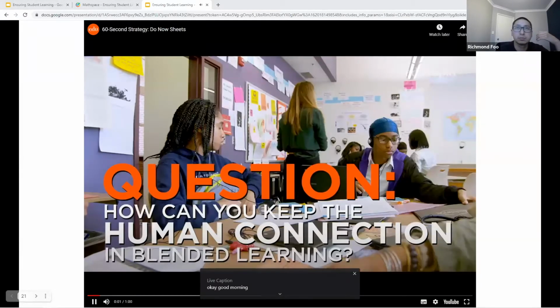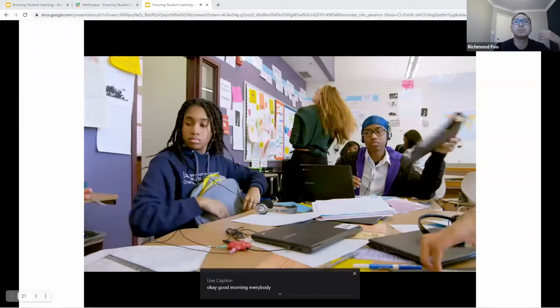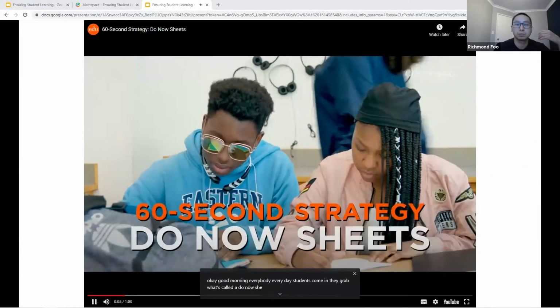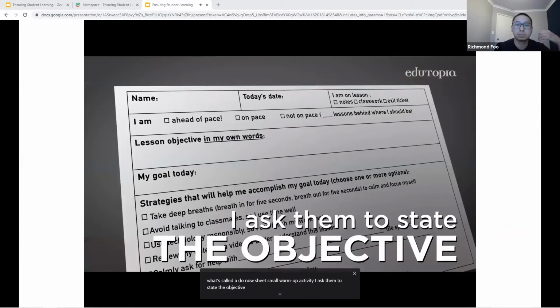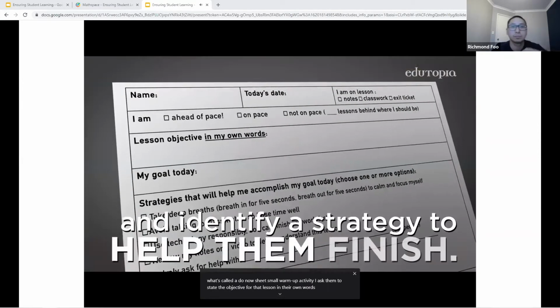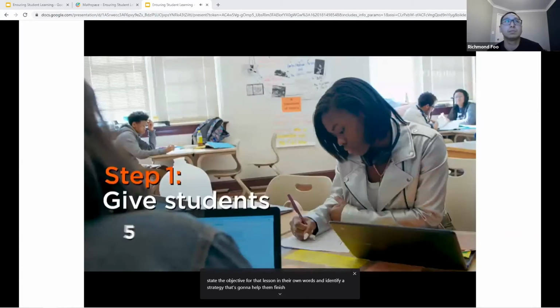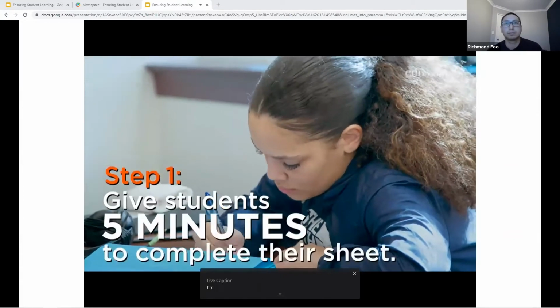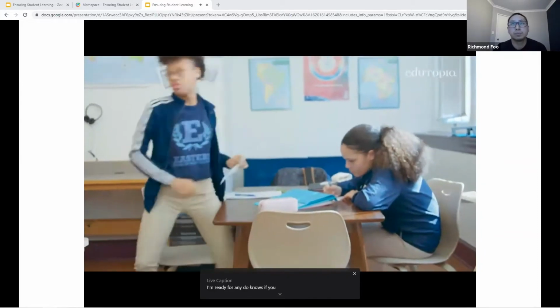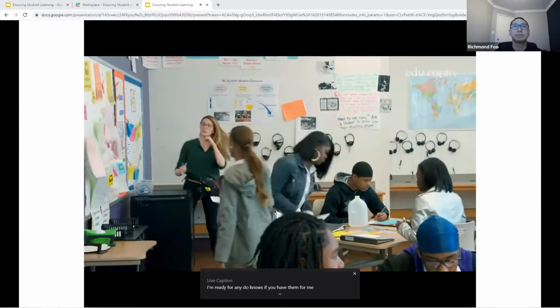Okay, good morning, everybody. Every day, students come in, they grab what's called a do now sheet. It's a small warm-up activity. I ask them to state the objective for that lesson in their own words and identify a strategy that's going to help them finish. I'm ready for any do nows if you have them for me. All right, what do we got?